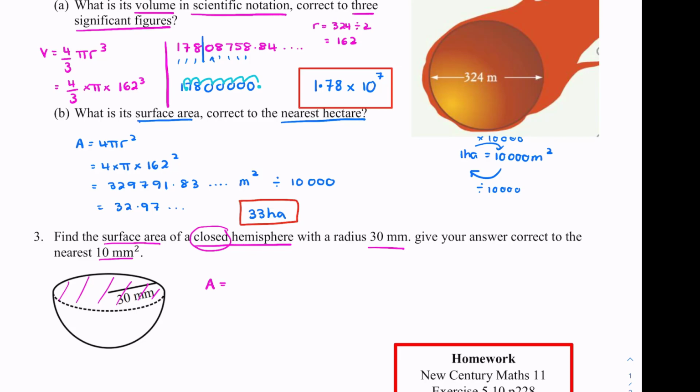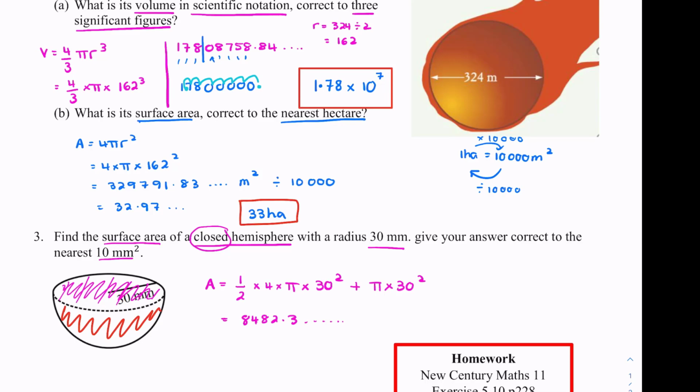The area, now we have half of a sphere. So I have half times 4 times pi times 30 squared. Now remember that surface area of a sphere is just the outside, so this part here. Now because we've got a closed hemisphere, that means I have this part also that I need to consider, which is just the area of the circle. So that is pi times 30 squared. Now if you pop that in your calculator, what you end up with is 8482.3.